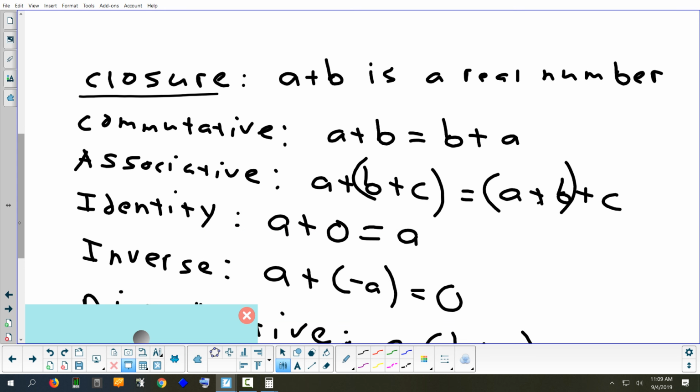Inverse is the idea of opposite. You add something to a number to get 0. Okay? What do you add? You add the inverse, or the opposite.